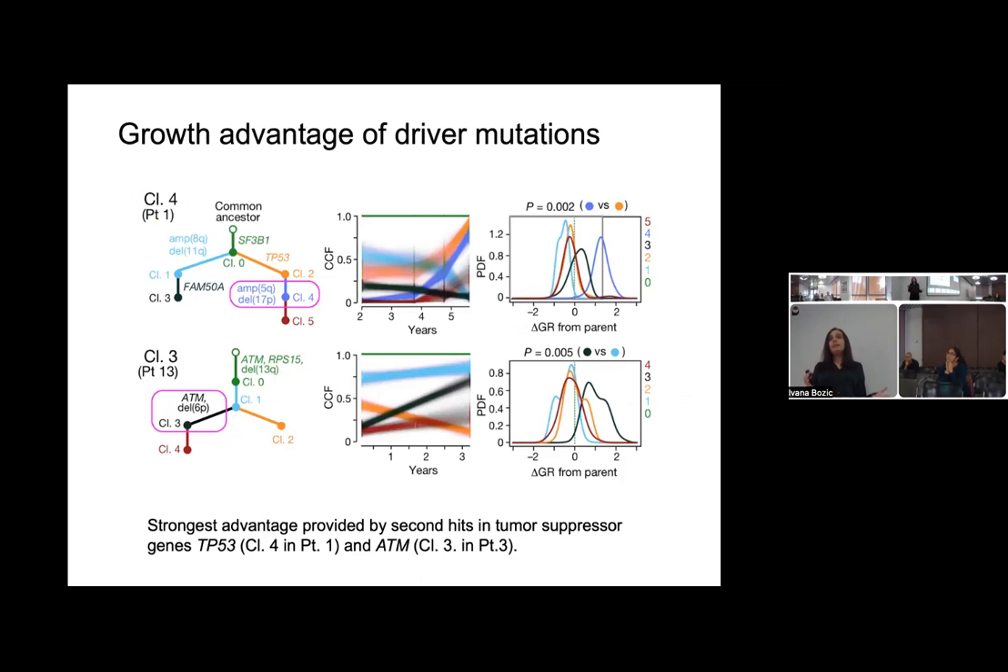Because we had longitudinal samples, it was relatively easy to calculate growth rates of different subclones in these patients. And what we were also interested in was the selective advantage provided by known drivers. And what we found is that the strongest advantage was provided by second hits in tumor suppressor genes TP53 and ATM, which was also interesting and shows that one needs to take into account, if you're dealing with a tumor suppressor gene, whether 1 or 2 copies of that gene are inactivated.